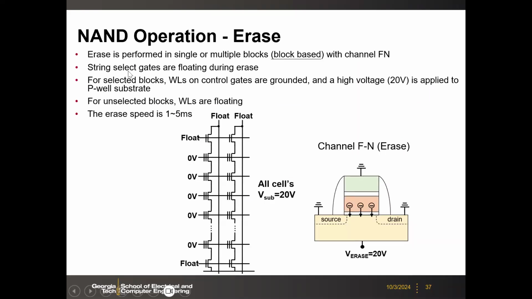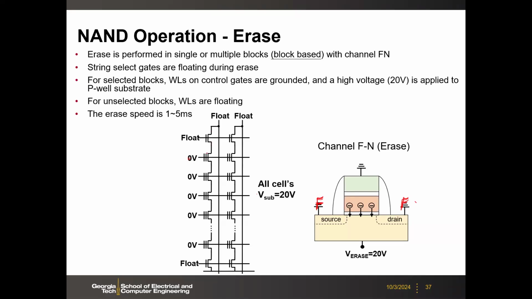So here, the erase actually is straightforward. We're going to use channel FN tunneling, so you need to apply a large voltage to the substrate or the body, and then ground the gate. Actually, this is a little bit tricky here. You should float the source and drain in this case.